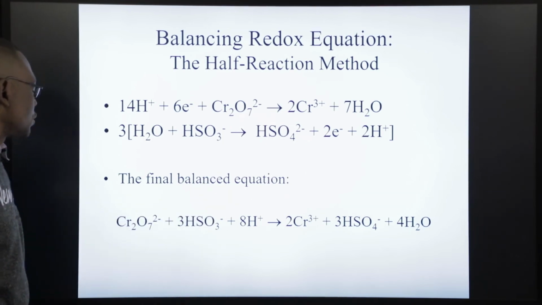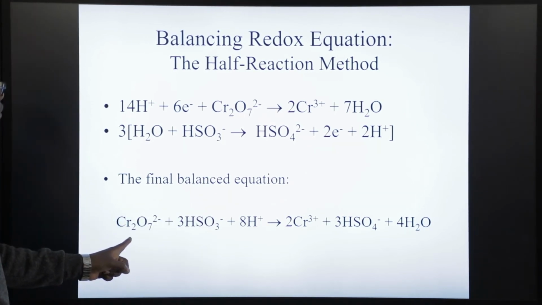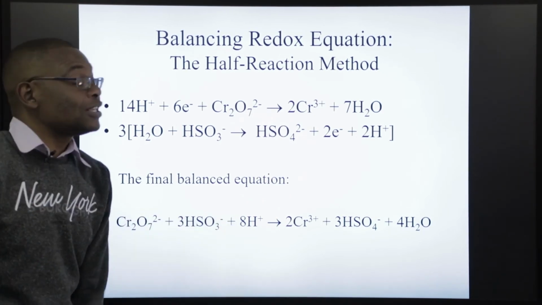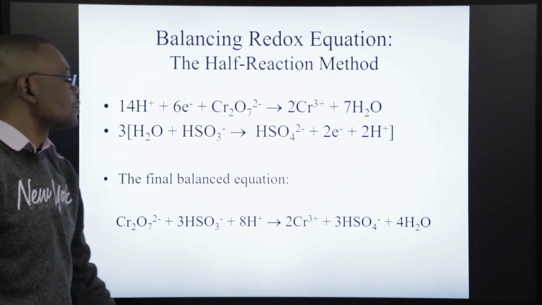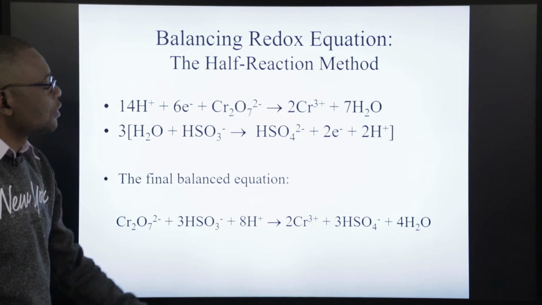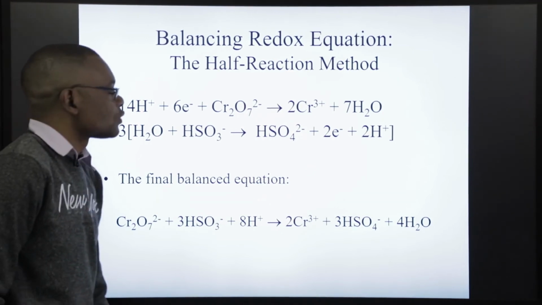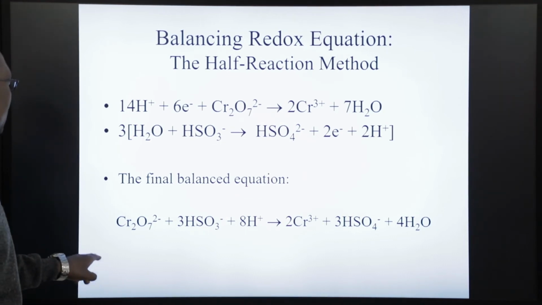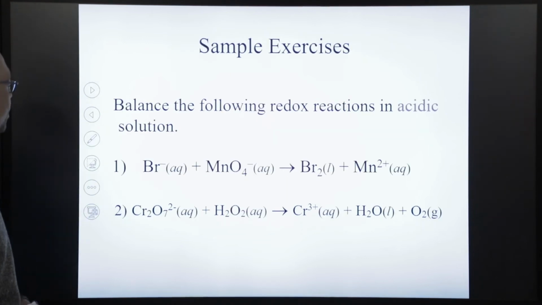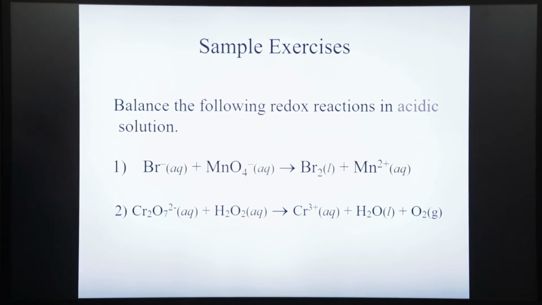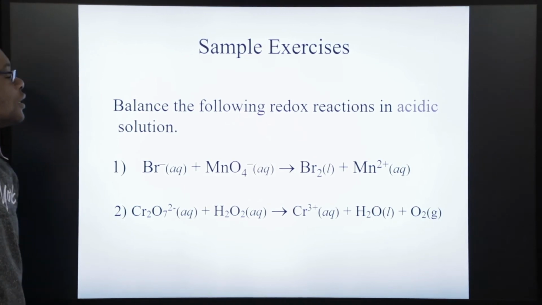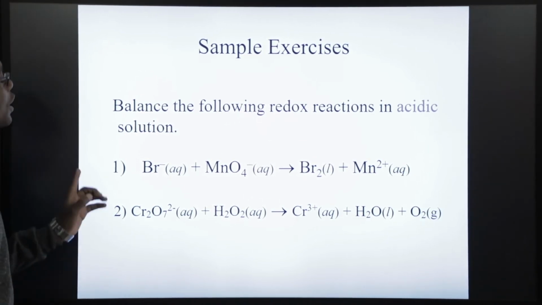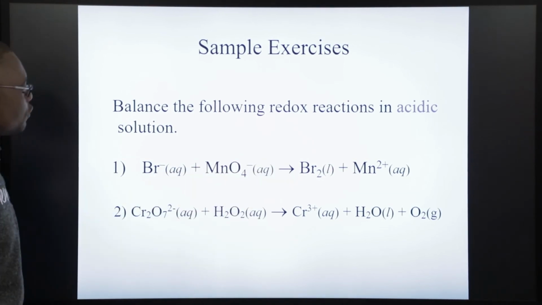So the final balanced equation will be such that we've got the dichromate plus 3 hydrogen sulfite plus 8H+ to give us 2 chromium 3+ plus 3 HSO4- plus 4 water molecules. Okay, so you understand how this goes on as we do the next step. So here's another simple exercise where you balance the following redox reaction in an acidic solution. In a similar manner, you just follow those steps which we've highlighted earlier on.